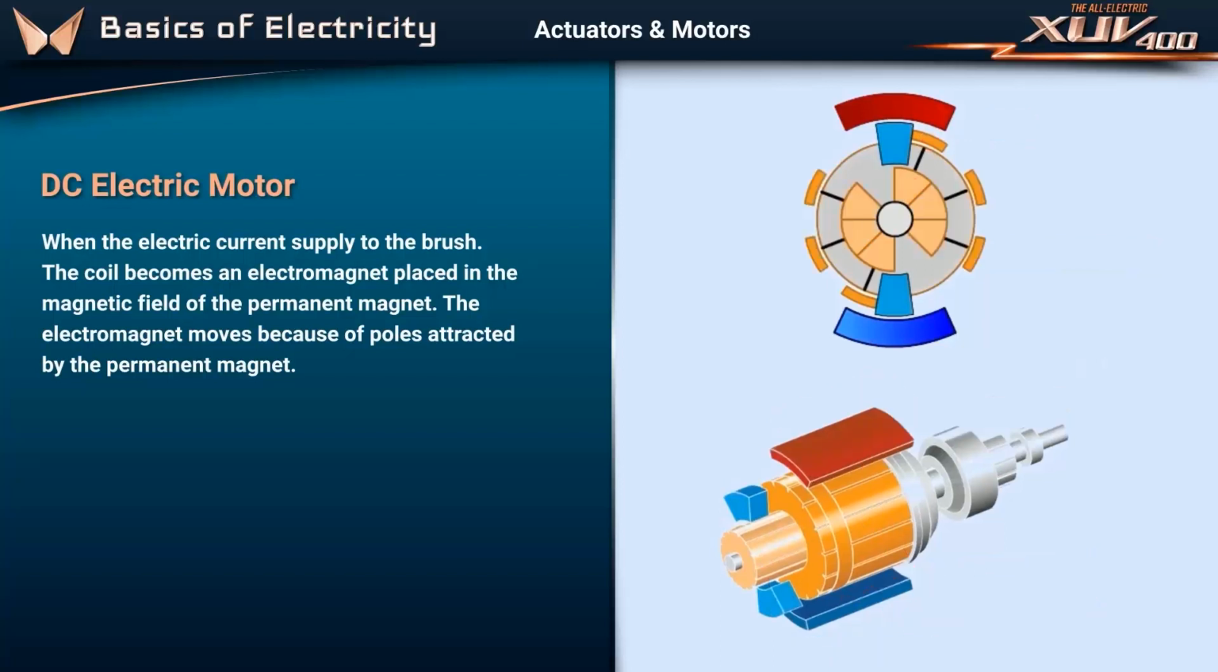When the electric current is supplied to the brush, the coil becomes an electromagnet placed in the magnetic field of the permanent magnet. The electromagnet moves because its poles are attracted by the permanent magnet.